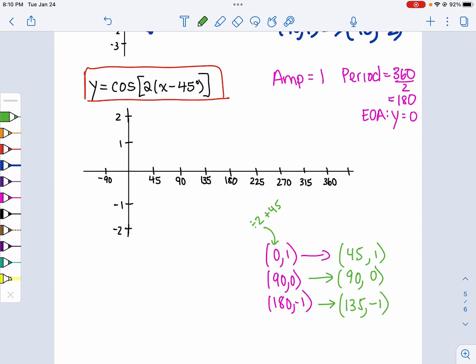So let's just see what that looks like. So I got a point here, I got 90 and 0. 135 and -1. And then if I just keep that pattern going, I'm going to go here and then up here. And actually, I think I'm going to start at 0, 0.